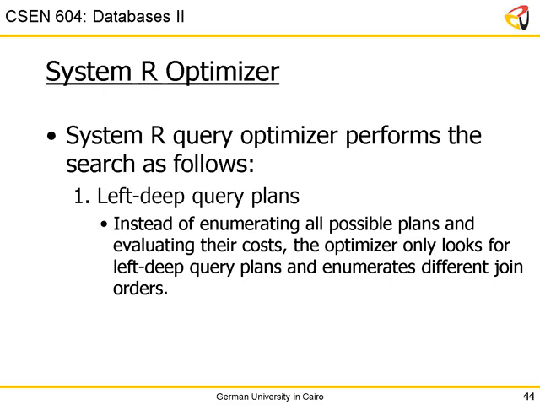So what did System R contribute? Why is System R so popular? Why is the optimizer for System R so popular? First of all, it was the first one to introduce this notion of using left deep query plans. As I've written there, instead of enumerating all possible plans and evaluating their cost, the optimizer only looks for left deep query plans and you enumerate the different join orders. So this is coming from System R.